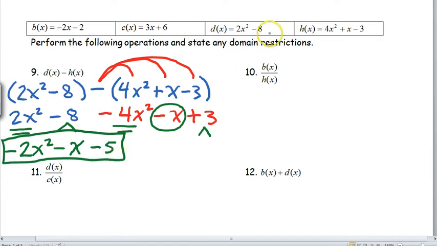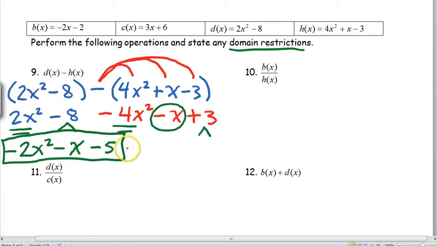Now, we're supposed to state domain restrictions this time. Don't ignore that part. If it says state the domain, remember to watch out for any restrictions. Are there any restrictions involved in problem number 9? No, there are not. Remember the two restrictions that we discussed yesterday? Who can tell me one of the restrictions we discussed? Square root was one of them. What can you not have under a square root? Negatives. So that's one restriction. No negatives under the square root.